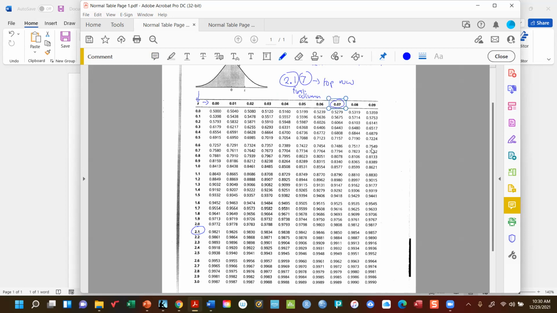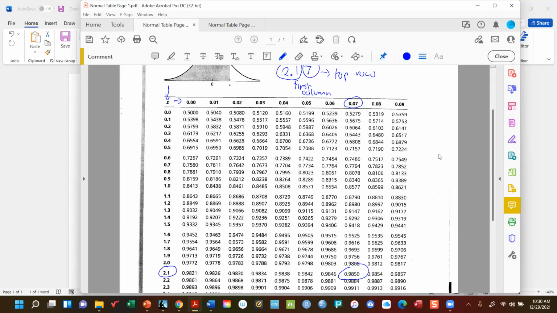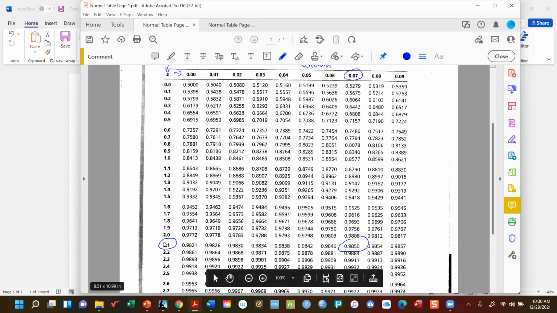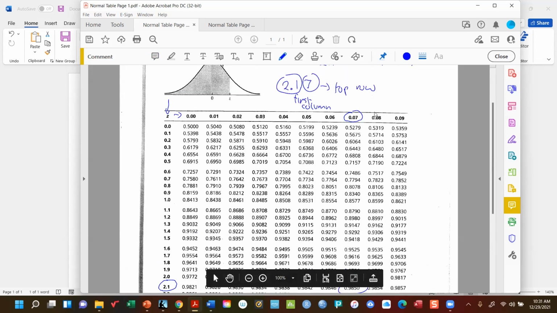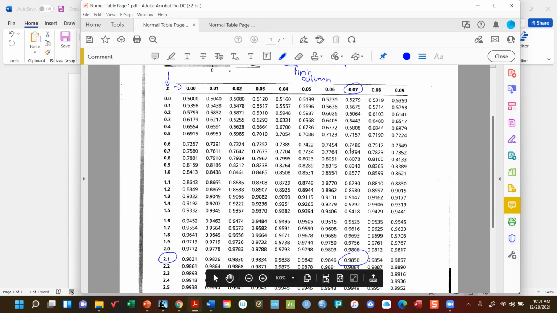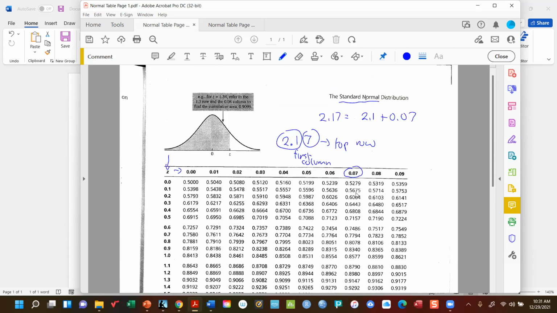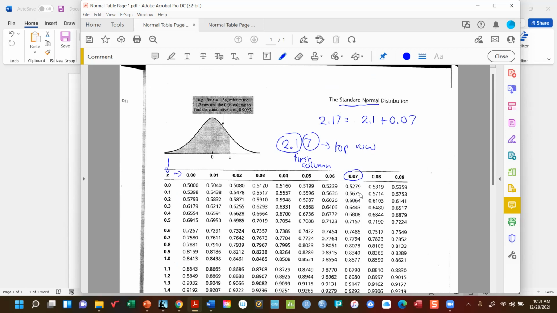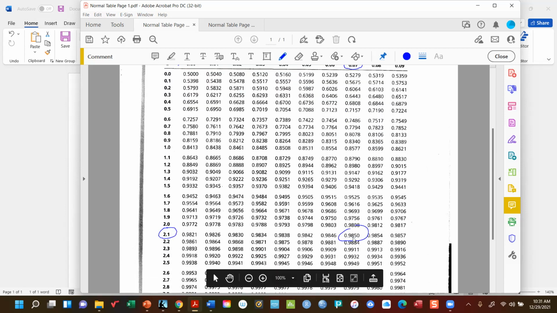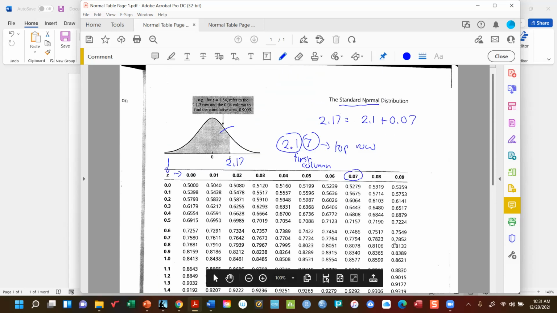And the intersection of those two is right here. You can see that, I think. The 2.1 is over here. The 0.07 is here. And at their intersection, we find what we're looking for, which is 0.9850. And that is our probability. So in other words, if this was 2.17 in this picture, that shaded region would be 0.9850.